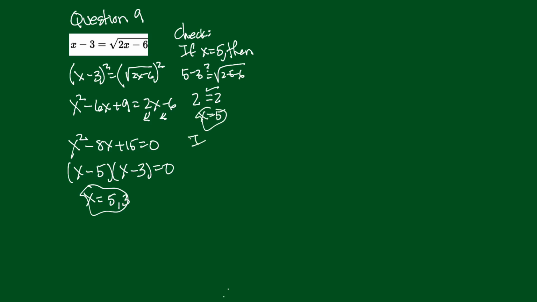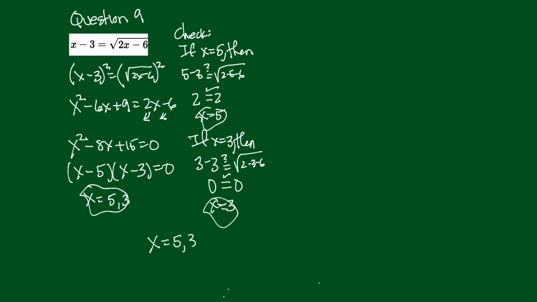Now, what about if x equals 3? All right, put that 3 in, we'll get 3 minus 3. Is that equal to the square root of 2 times 3 minus 6? This looks like it's going to work too, right? 0 on the left, and under the square root, 2 times 3 is 6. 6 minus 6 is 0. Square root of 0 is 0. That one works too, all right? So x equals 3 also works. So we get both these solutions. x is 5 and 3.